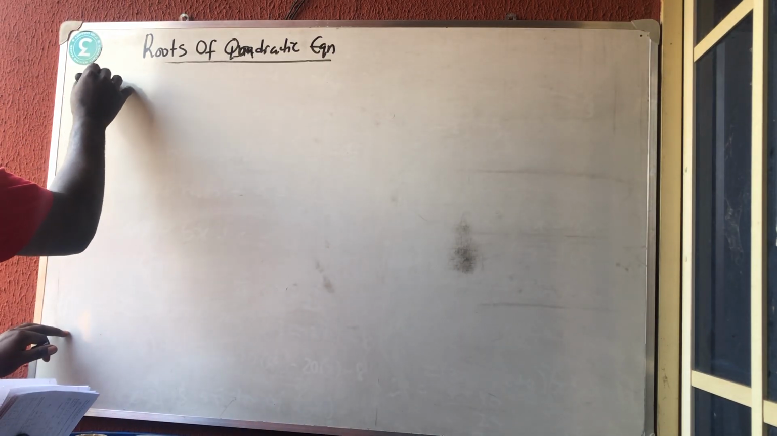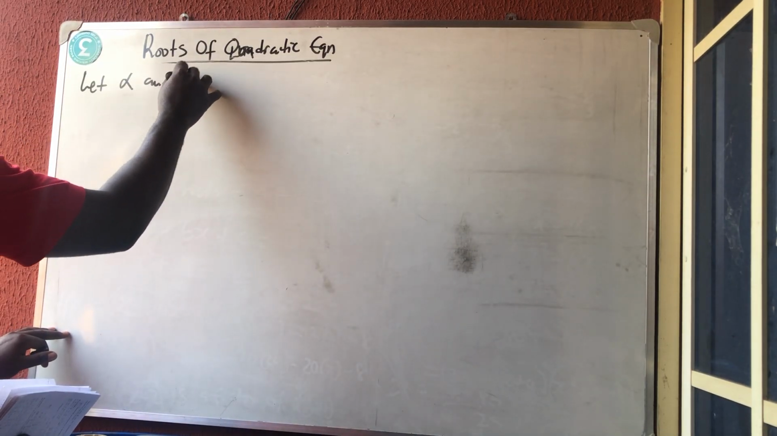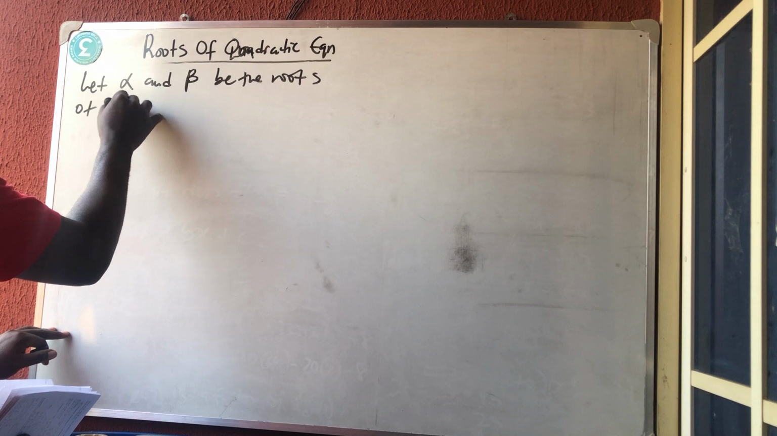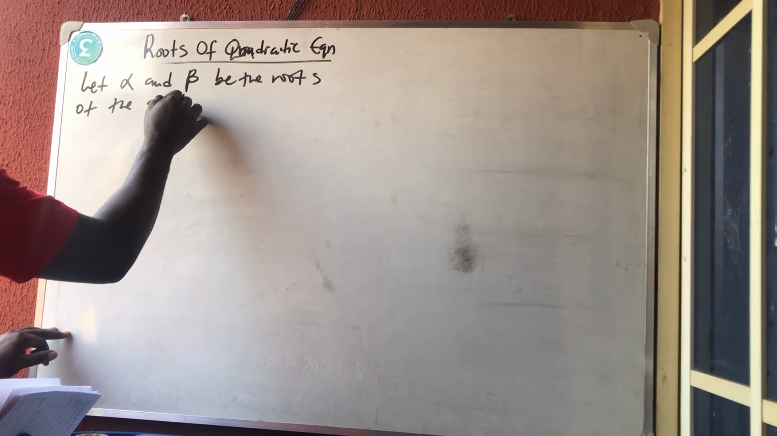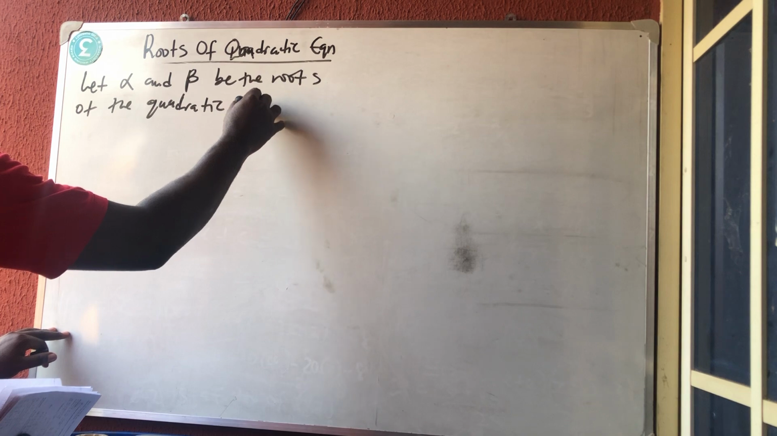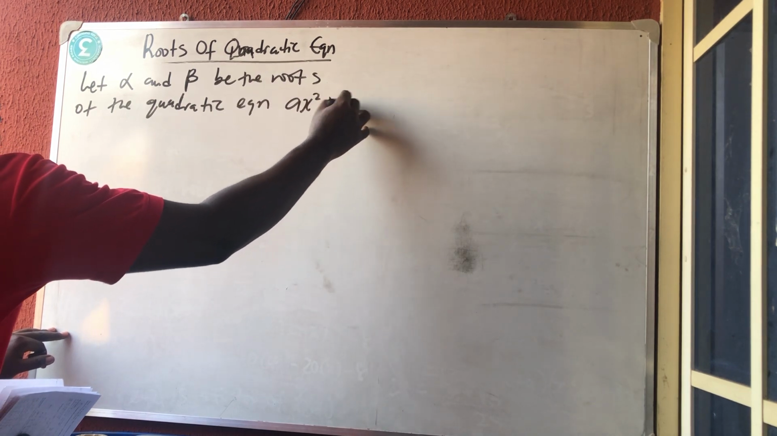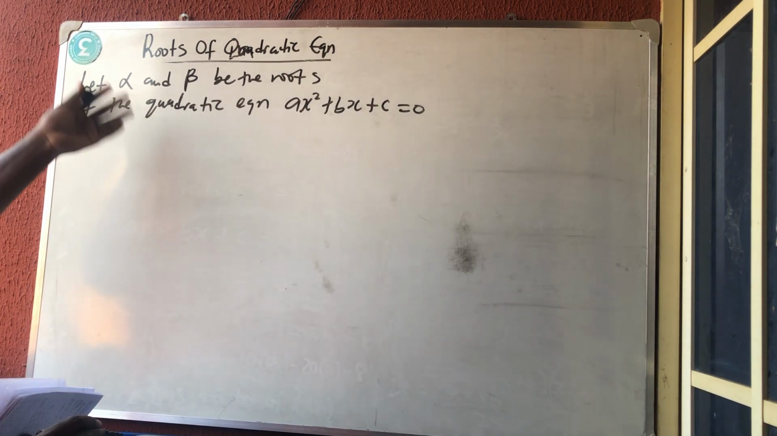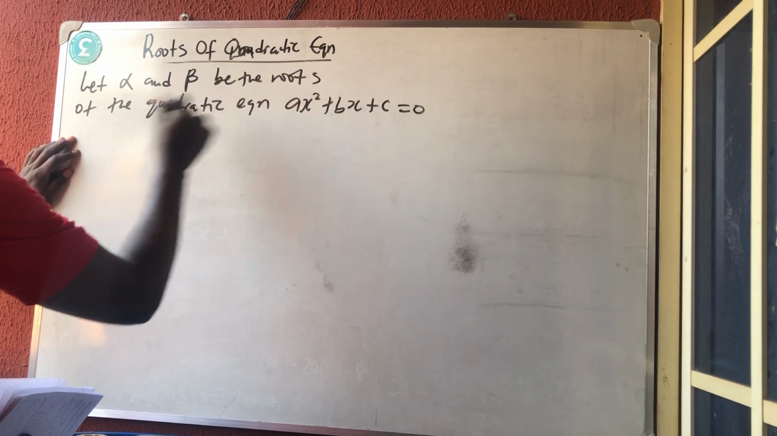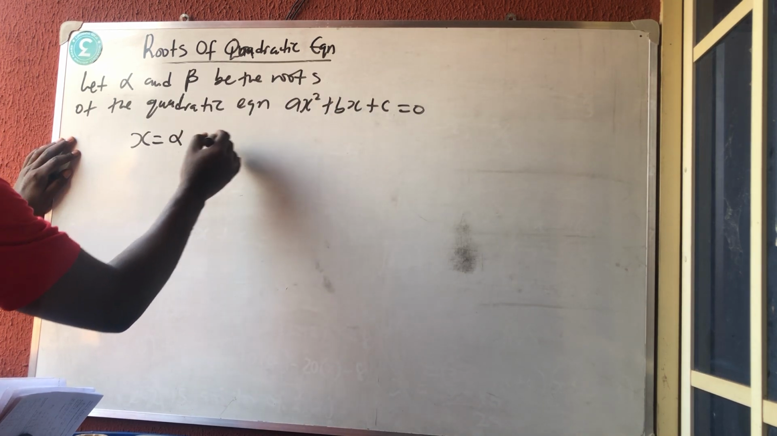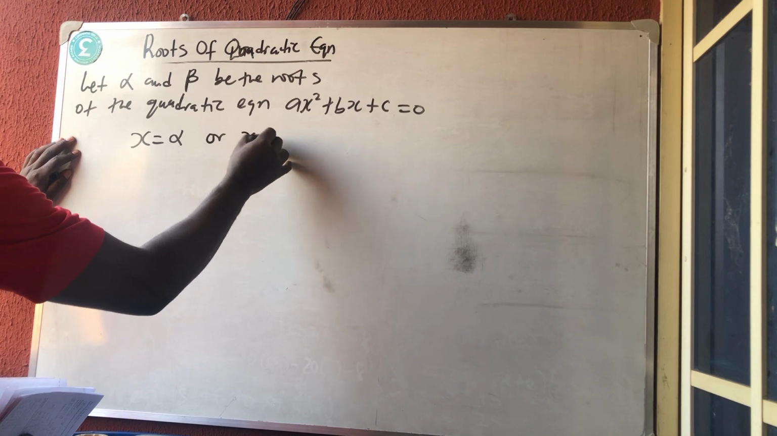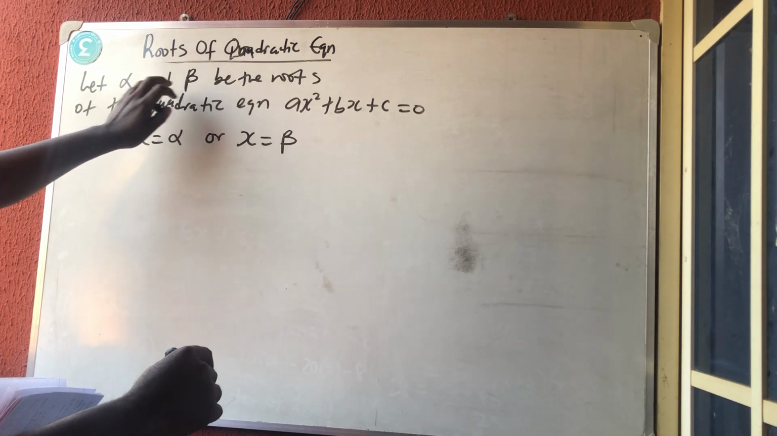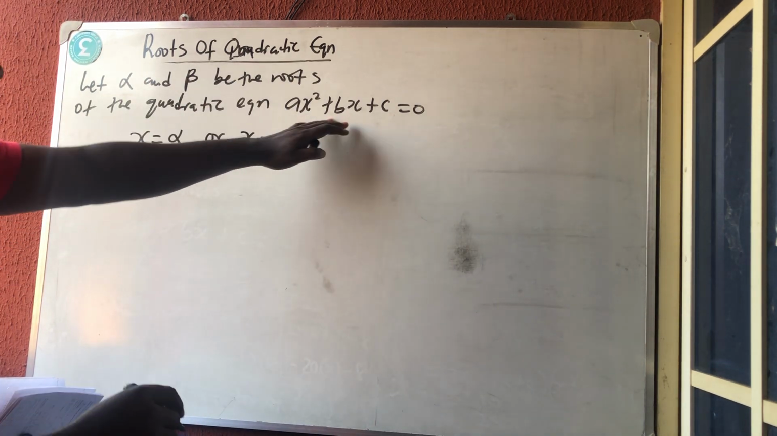And I say let alpha and beta be the roots of the quadratic equation ax squared plus bx plus c equal to 0. Okay, now root means solution. It means that if I solve this, I'm supposed to get that x is equal to alpha or x is equal to beta. That is the meaning of let alpha and beta be the roots. It means that alpha and beta are the solutions of this. Solution means after solving this, I'm supposed to get this.